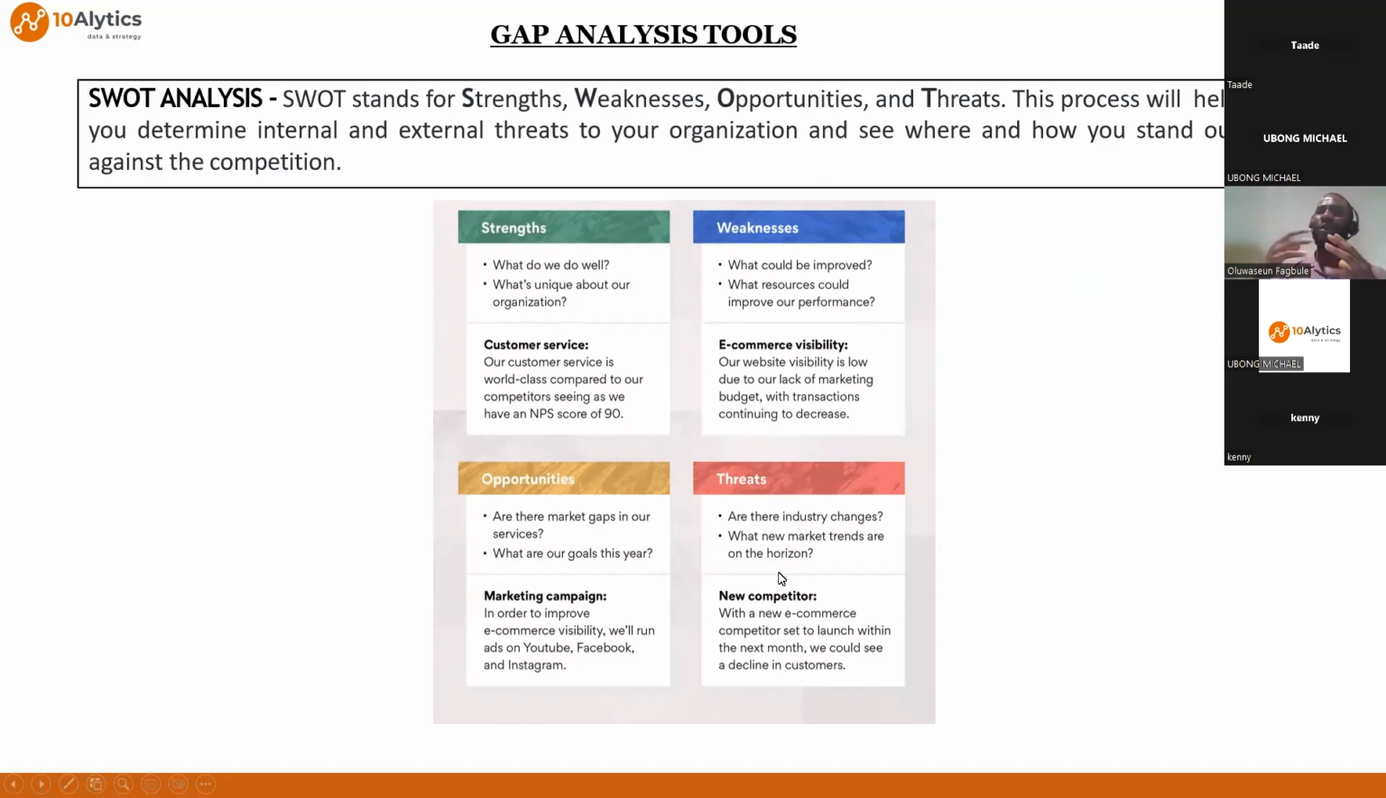So you need to check what the threat is to that service, or to that product, or to your company, right? Are there market trends that are on the horizon? Today we have what we call ChatGPT, right? So a lot of companies, Google, for example, had to run helter skelter to create their own sort of ChatGPT. So they came up with Bard AI, right? So those are threats. When ChatGPT came on board, it was a threat to Google, right?